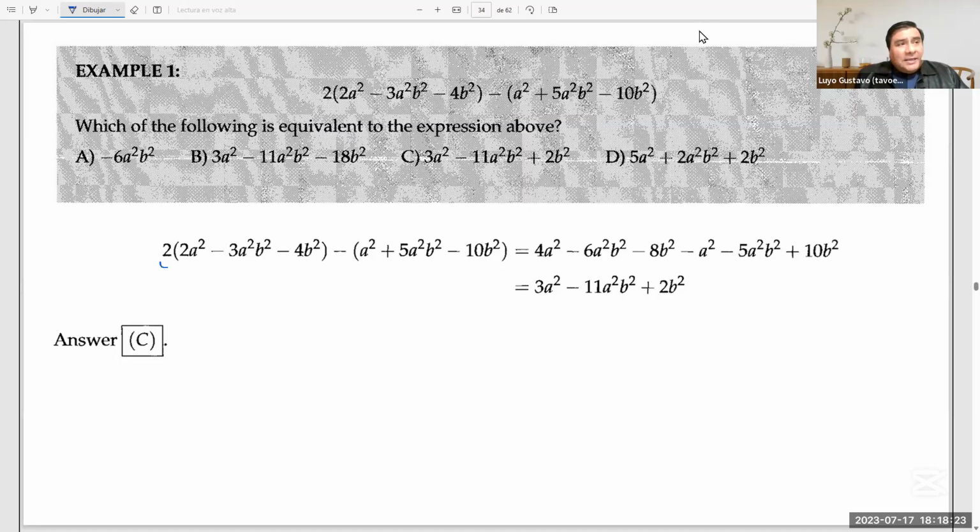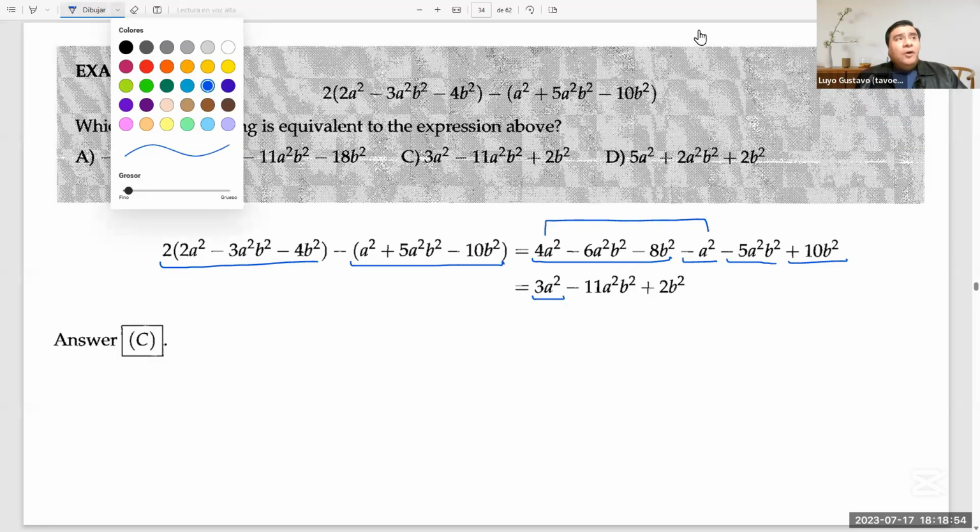When you multiply this, you get this. And when you open this parenthesis here, you just change the signs of all the terms inside. So it becomes negative a squared minus 5a squared b squared and plus 10b squared. Now you can identify pairs of like terms. For example, these two. 4a squared minus a squared, 3a squared.